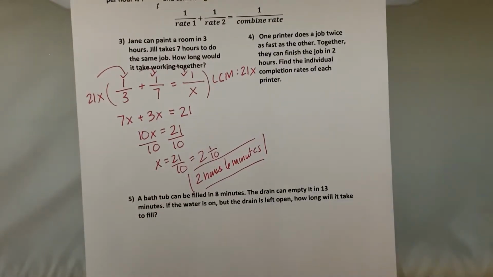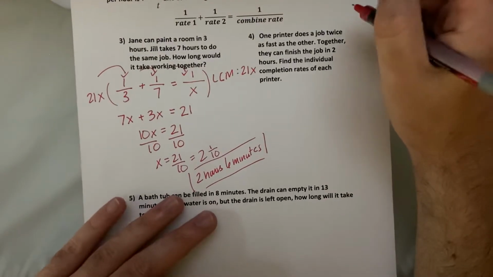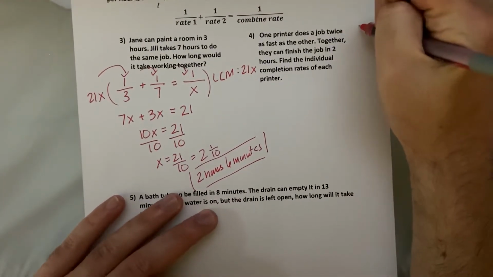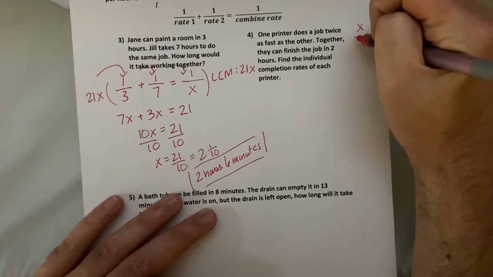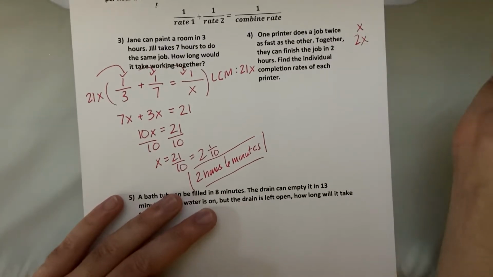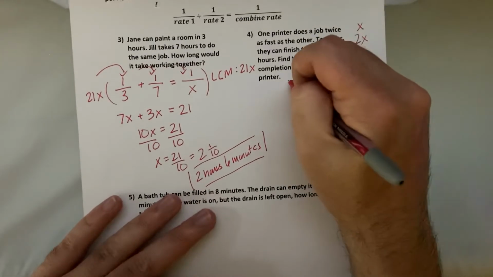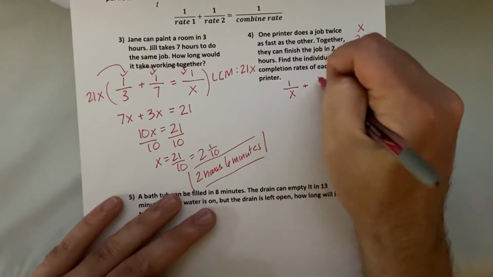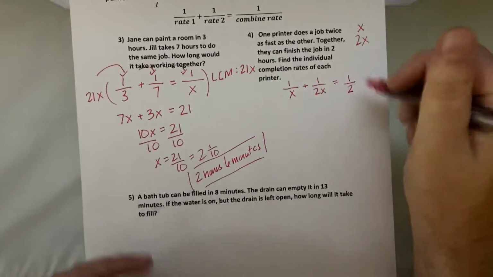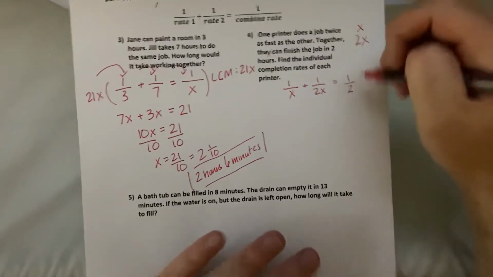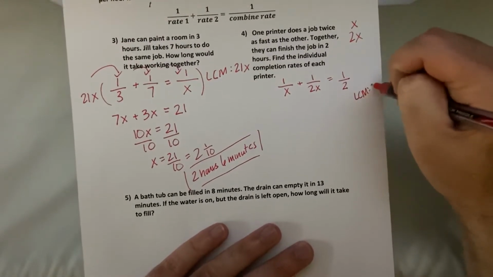One printer does a job twice as fast as the other. Together they finish the job in 2 hours. Find the individual completion times of each printer. So if the first printer, the faster one, takes x hours to complete the job, then the slower one takes twice as long, so 2x. Together, they finish in 2 hours, so 1 over x plus 1 over 2x equals 1/2, because it takes 2 hours to complete. Here, my common multiple is just 2x.